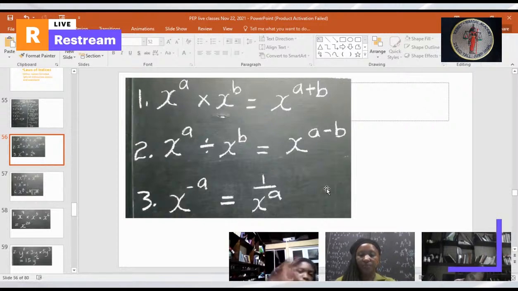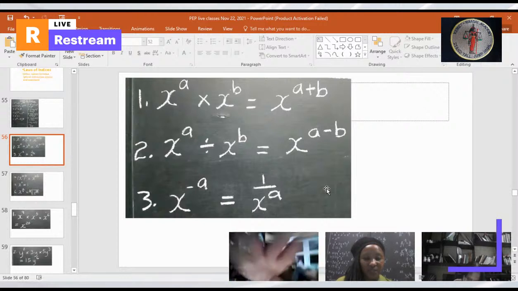Number 2, x to the a divided by x to the b is equal to x to the a minus b, which means if you are dividing and the bases are the same, we keep the base and subtract the indices.